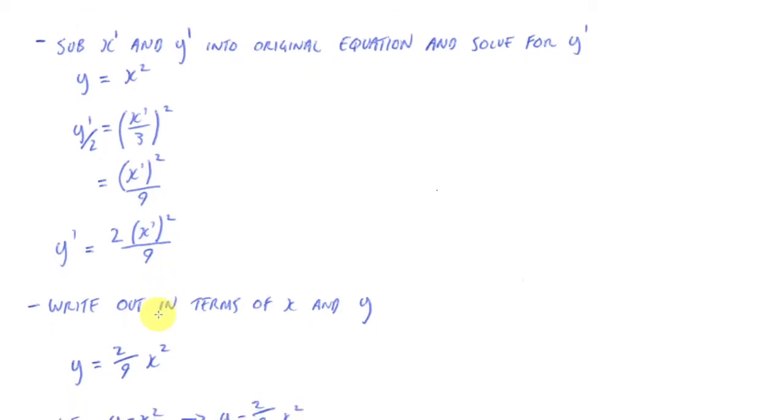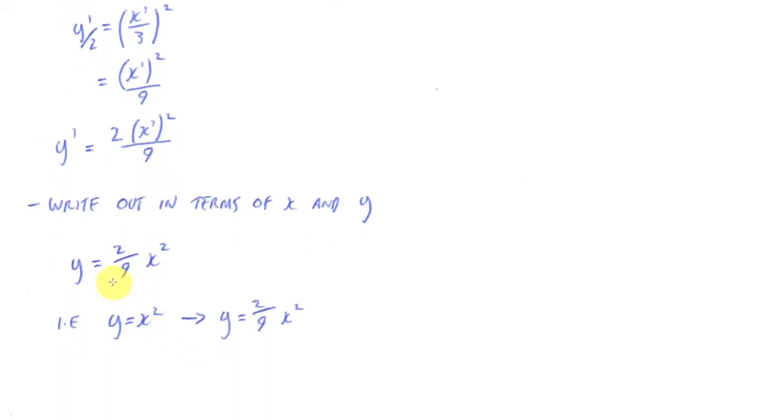Now remember, I'm after a rule, so I don't need to put the primes in here. I've got y equaling 2/9 of x squared. So the original image created by y equaling x squared will now be created by y equaling 2/9 of x squared. So this here takes into account the dilation factors listed in the question above.